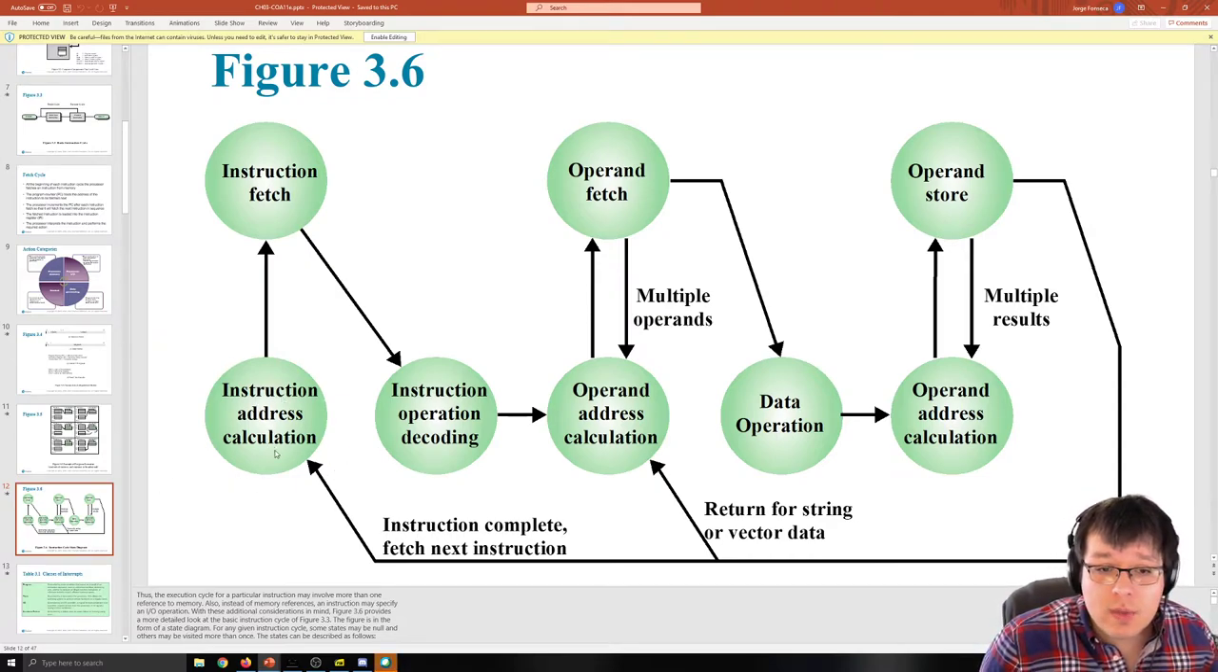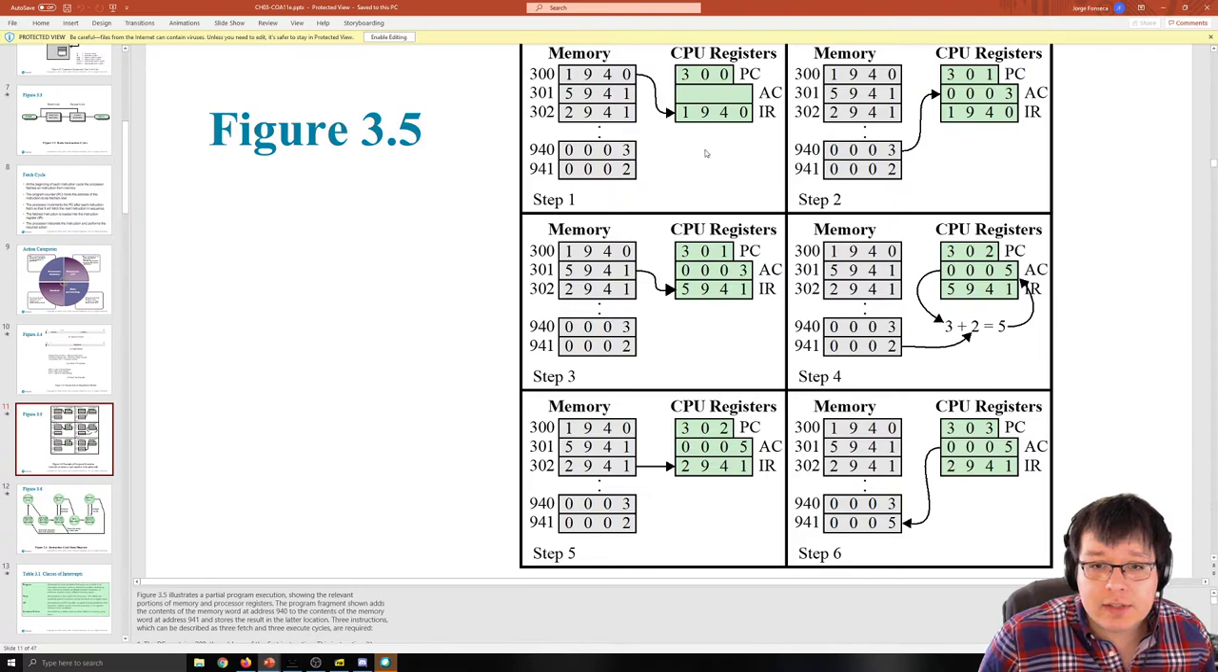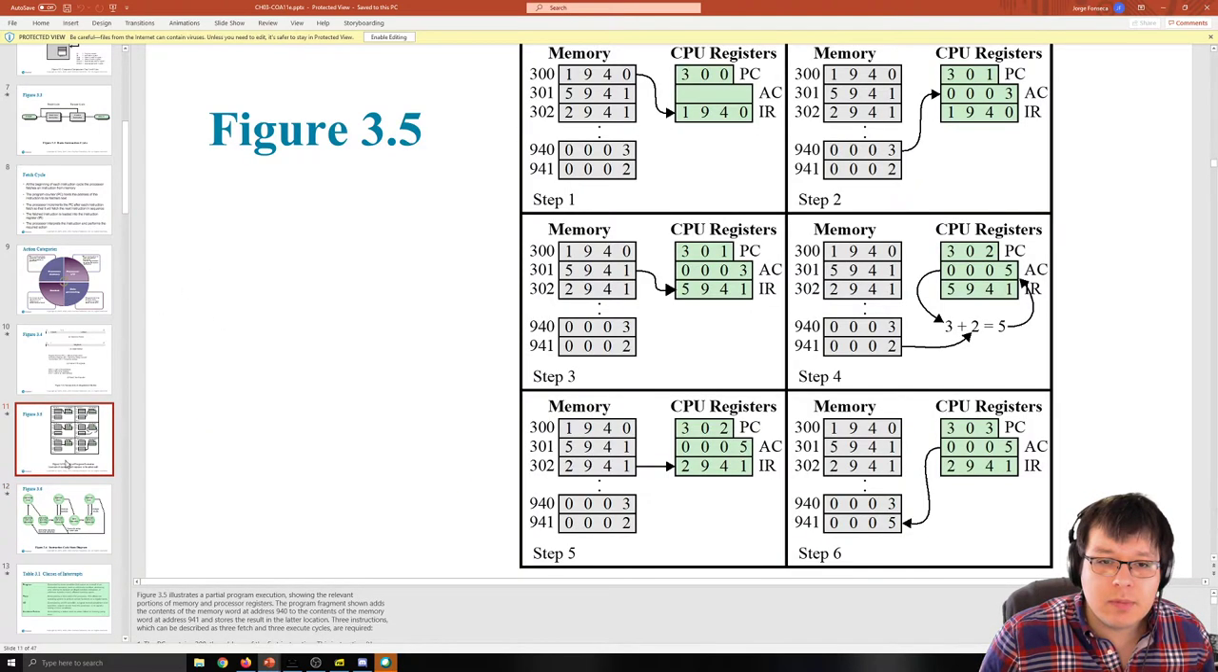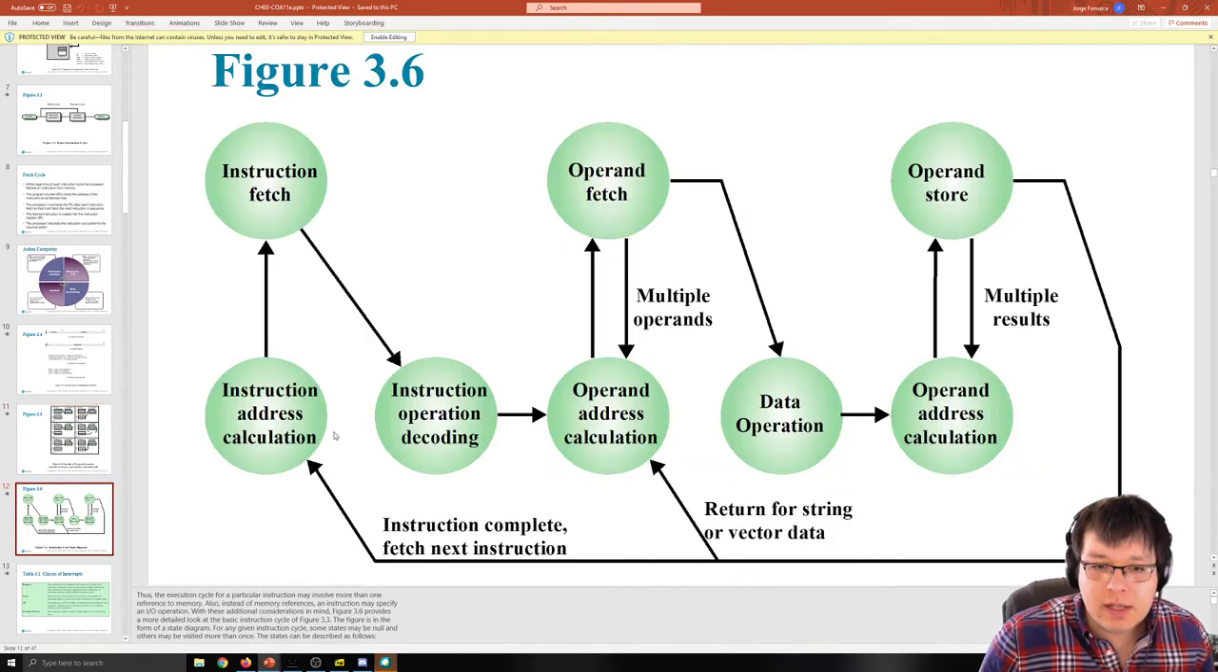So we need to calculate the address of the instruction, okay? That's going to be your first step. So what we're going to do is take the program counter and basically find in memory where that is. Right now we're saying that they're matching here, but that may not be the case in reality. There might be some sort of arithmetic offset, because this might be stored in memory 45 per se. And if 45 is a 300, then 301 will be 46 per se, okay? So that is going to be the instruction address calculation, okay?